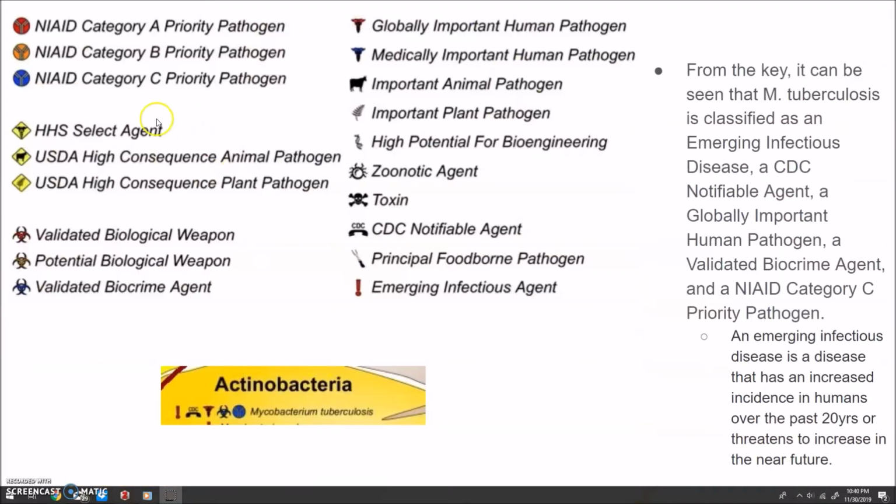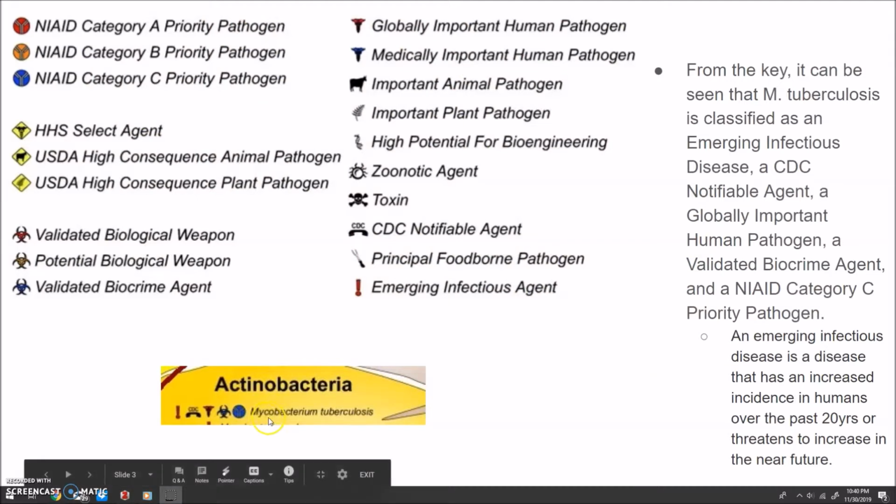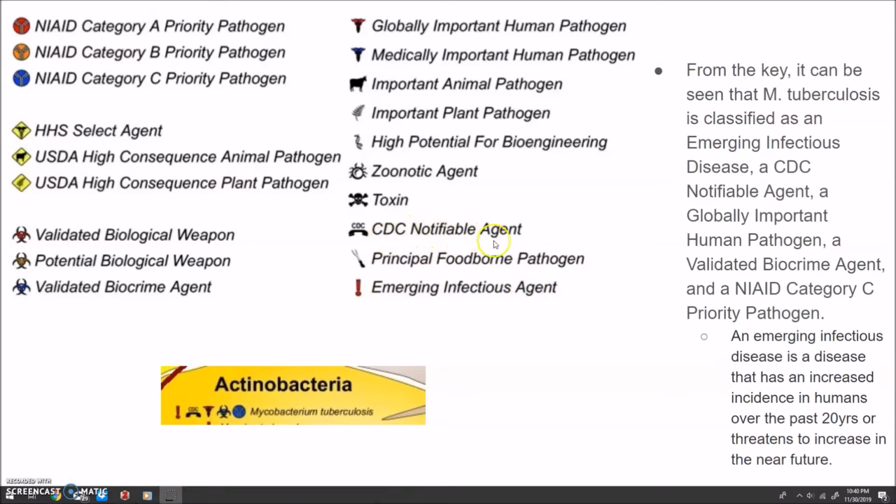This is a key indicating important features of Mycobacterium tuberculosis. One is it's an emerging infectious disease. Another one, it's a CDC notifiable agent. It's also a globally important human pathogen. It's a validated biocrime agent. And it's also an NIAID Category C priority pathogen.